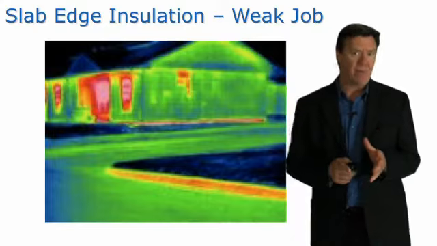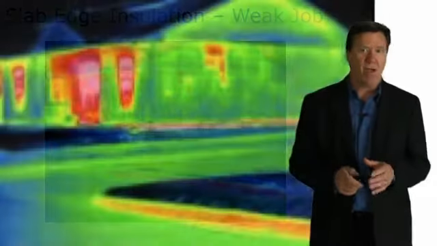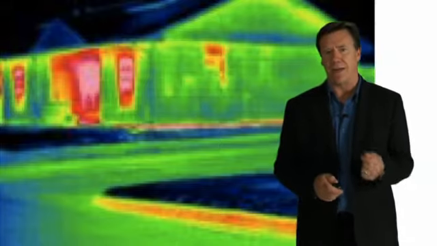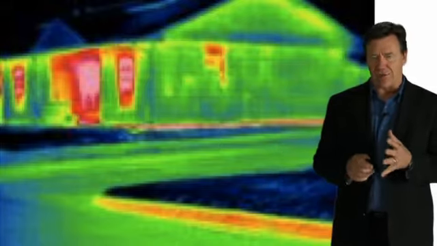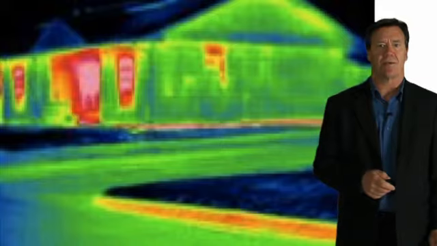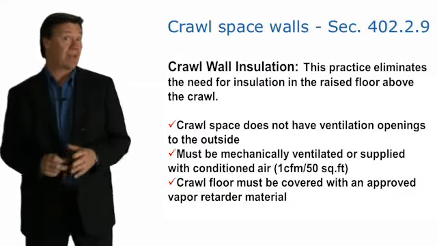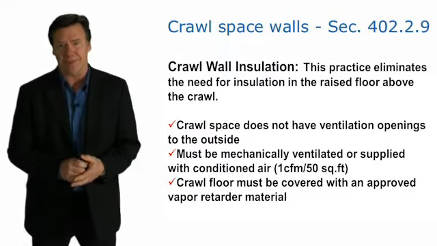This is an example of a thermographic image where we see a lot of heat loss at the slab area. This is why it's important that we insulate the edge of the slab to reduce heat loss in this location. Another option in the code is to insulate the walls of crawl spaces.